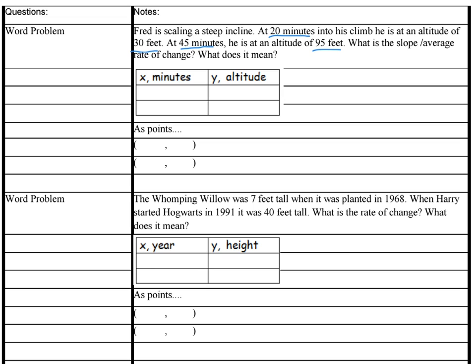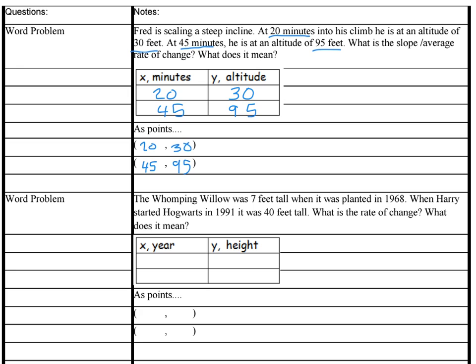This word problem actually gave us 2 ordered pairs, 2 points. So 20 minutes, so I'm going to write 20 where I see minutes, and 20 minutes went along with the altitude of 30 feet. So altitude is the height, how far up someone is, so that would be 30 feet going there. The next ordered pair says at 45 minutes, so I'm going to put 45 where the minutes are. So this column is minutes, so 45, and then an altitude of 95 feet. So we can write them as points.